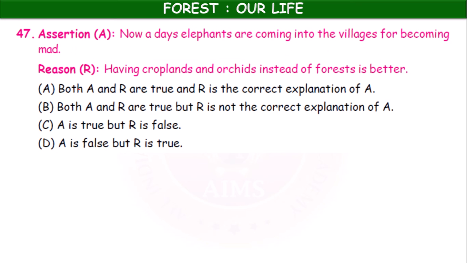Next, assertion: nowadays elephants are coming into the villages for becoming mad. Reason: having croplands and orchards instead of forest is better. So here the assertion is false, but the reason is true.